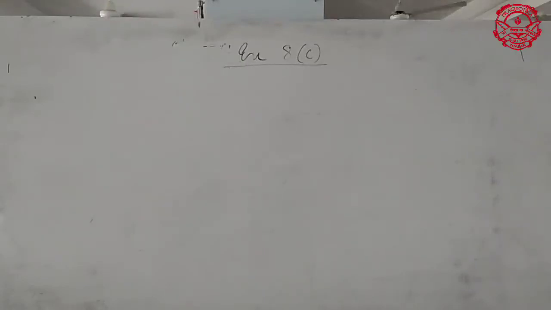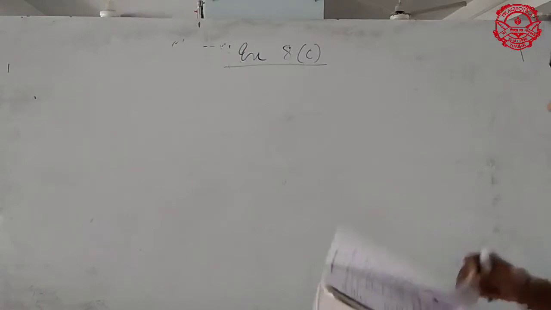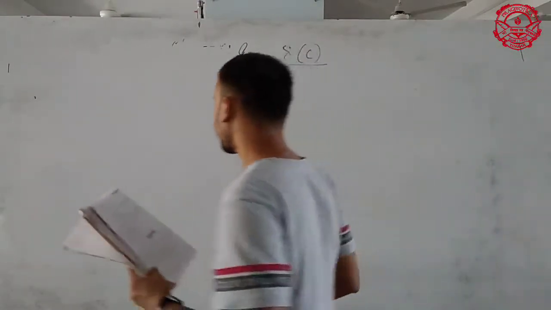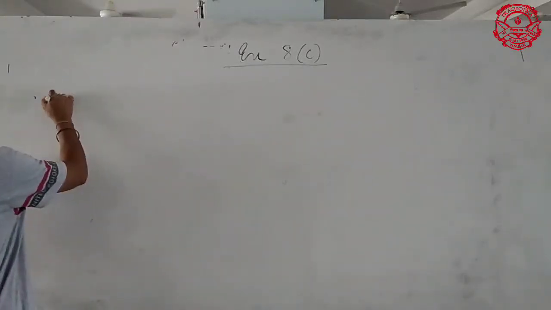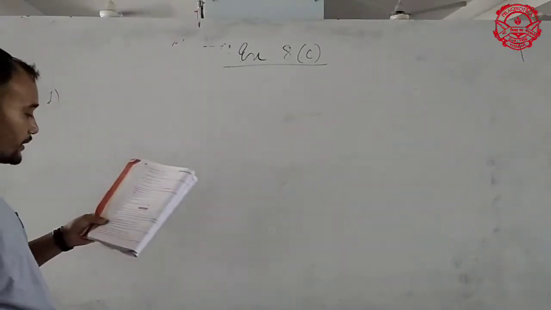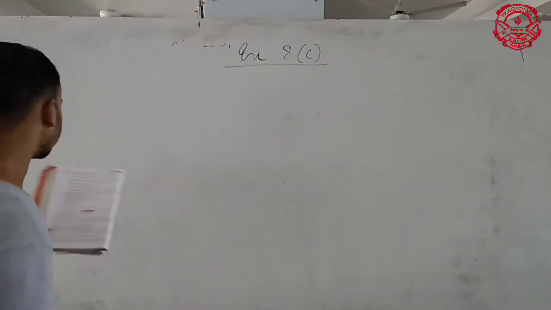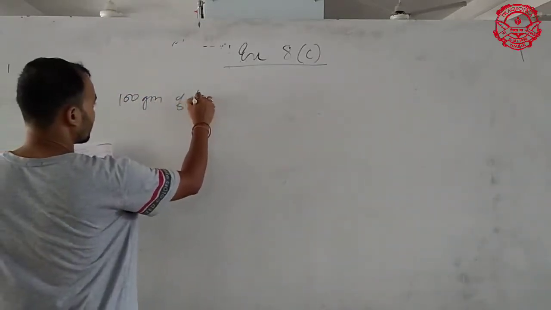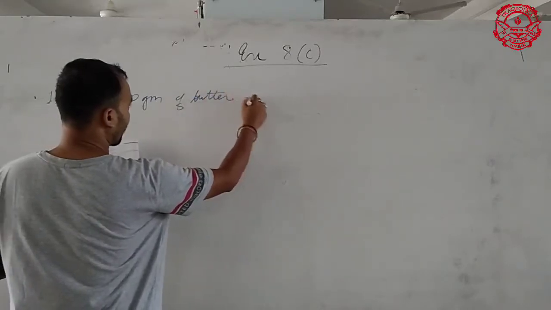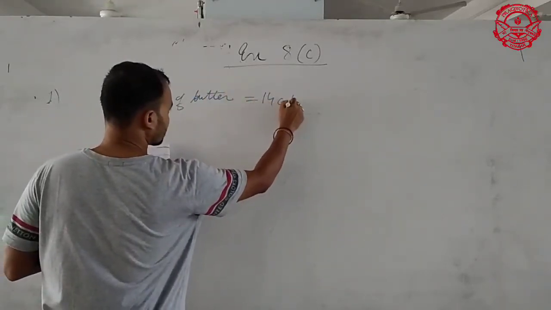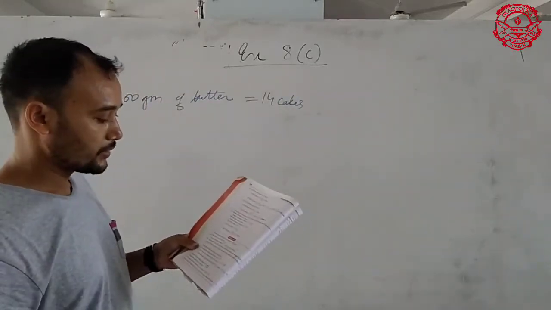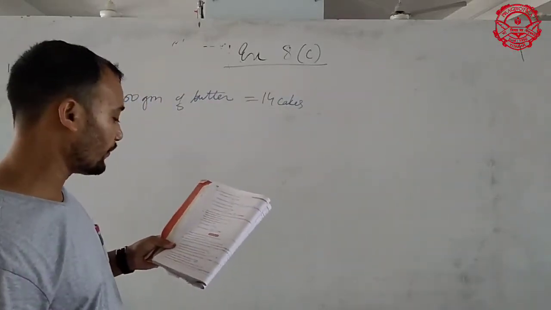Okay, students, welcome back. Today I'll be doing the exercise of unitary method, that is exercise 8C. See, question number 1. The question is asking that 100 gram of butter makes 14 cakes. If you take 100 gram of butter, you can make 14 cakes. Then the question is asking how many cakes you can make by using 150 grams of butter.